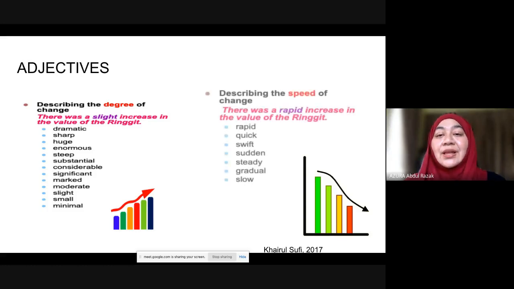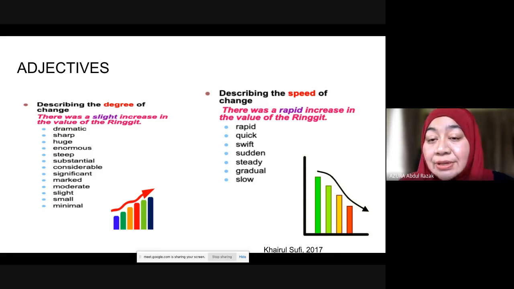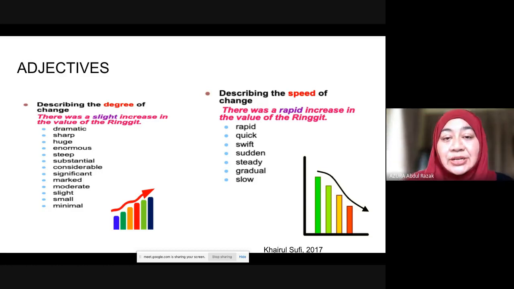Right? Here, also, okay, adjectives describe the speed of change. All right, there was a rapid increase in the value of ringgit. So rapid, quick, swift, sudden, steady, gradual, slow. There are other adjectives that you can use, but this is just some of the examples that I want to provide for you, all right? So one describes the degree and one describes the speed, all right? Any questions regarding this? Okay, I will take that as a no, right?